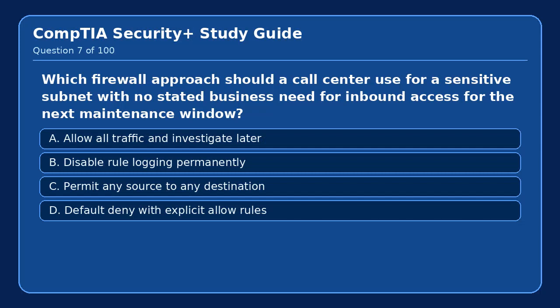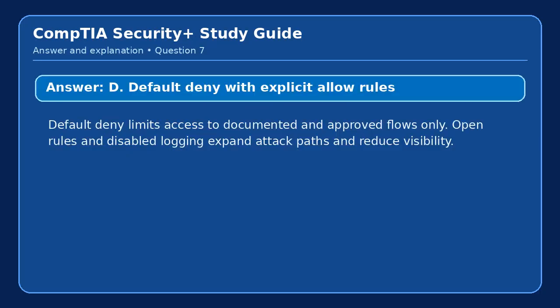The answer is D. Default deny with explicit allow rules. Default deny limits access to documented and approved flows only. Open rules and disabled logging expand attack paths and reduce visibility.